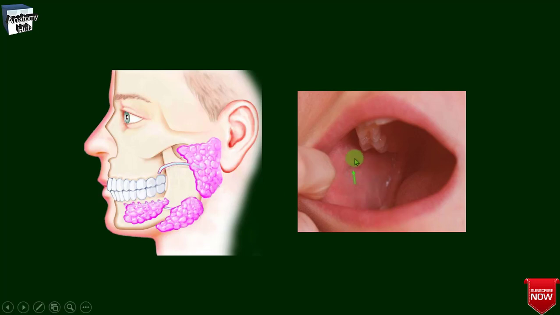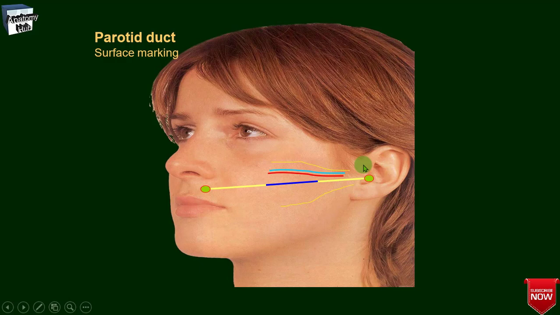So here you can see the opening of the parotid duct. And this is the surface marking of the parotid duct that you can observe over here.